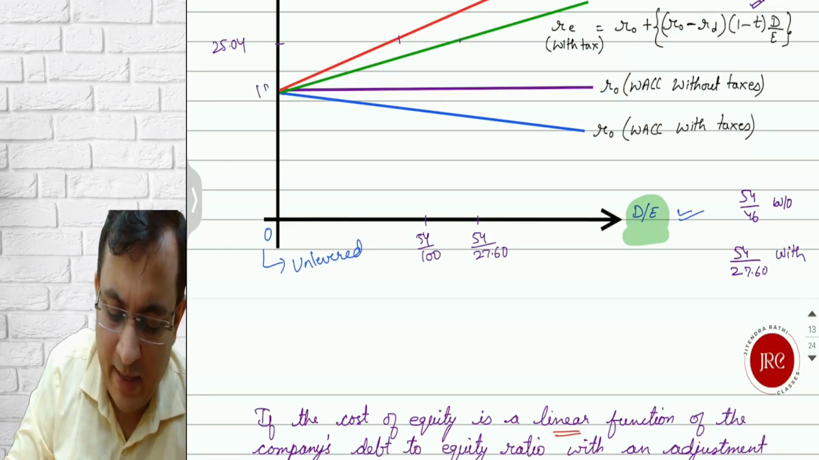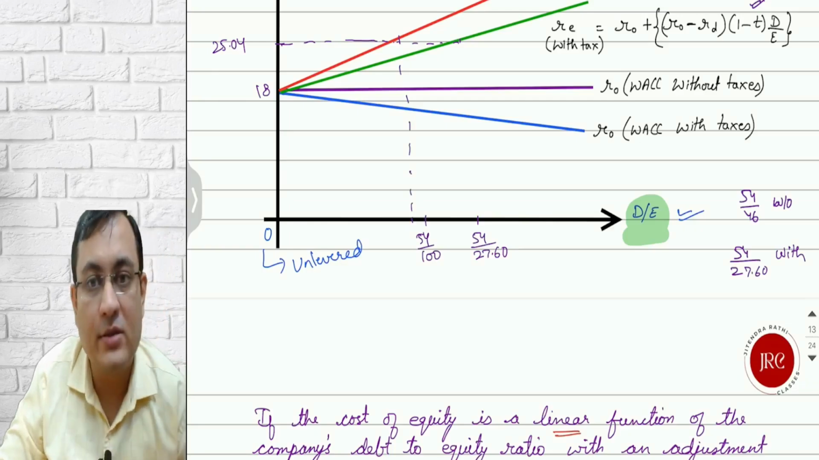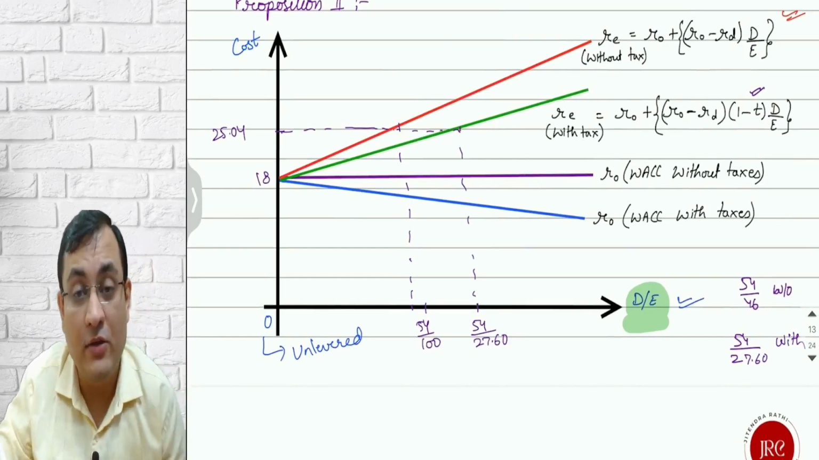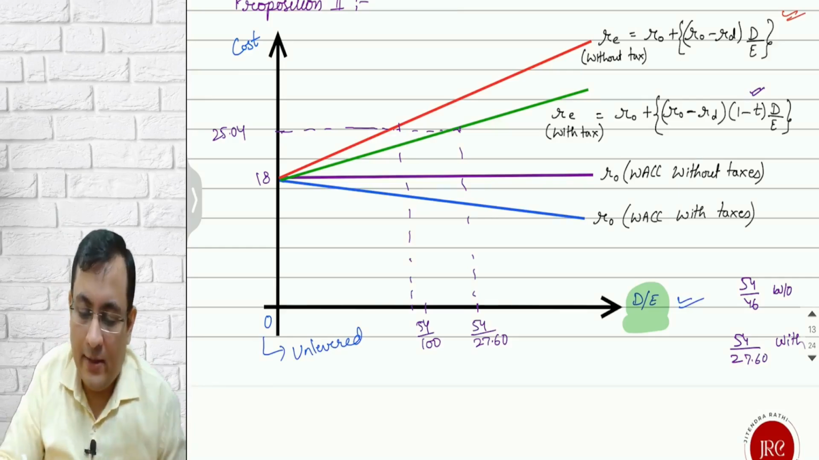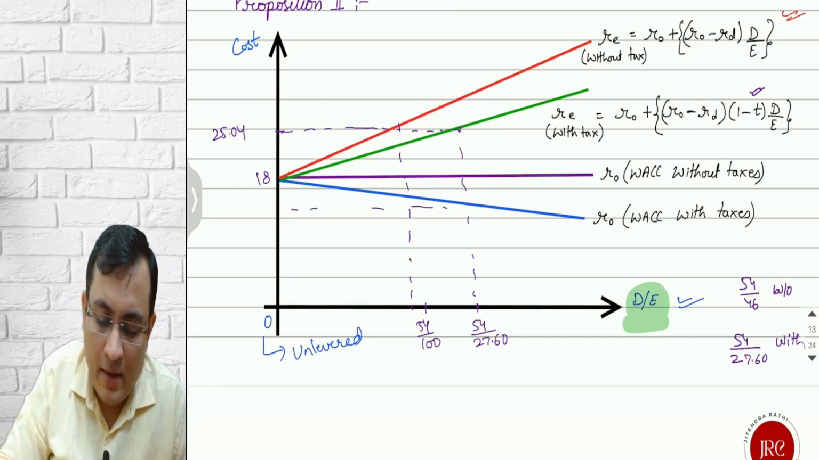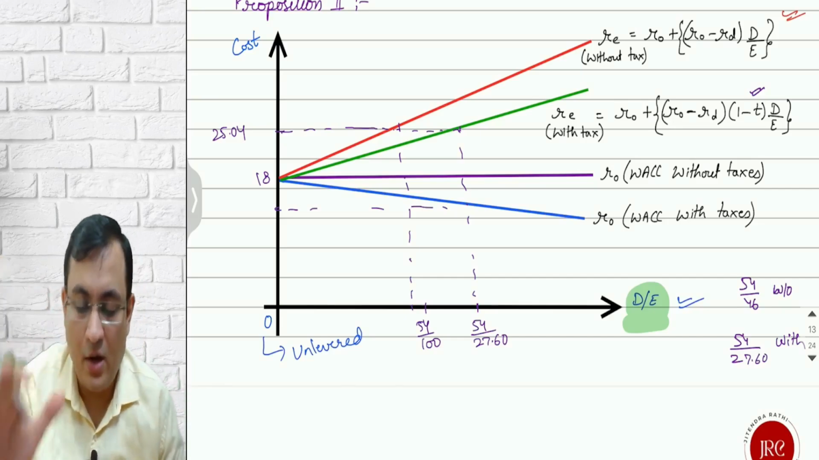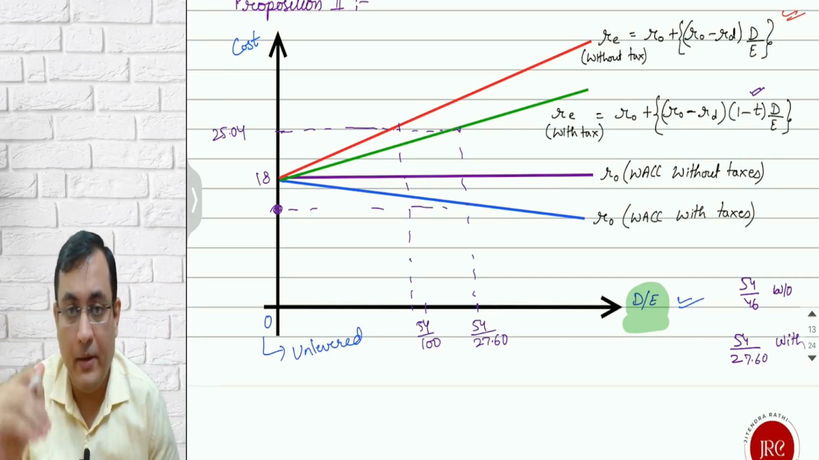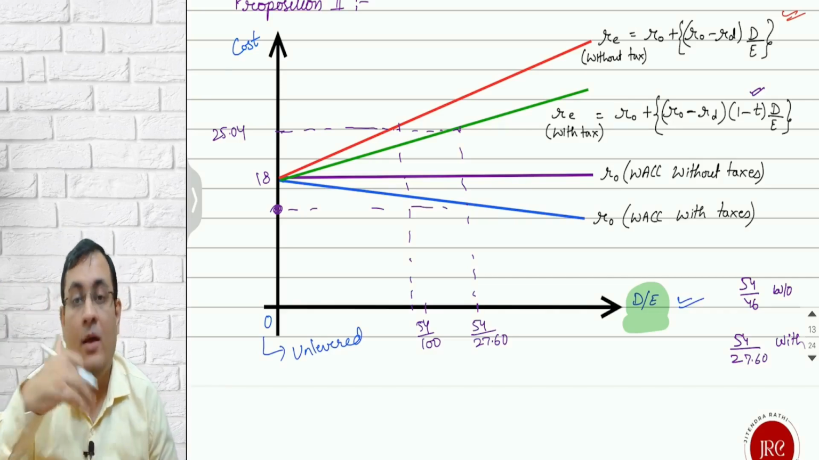If this is 18 and this is 25.04, this level which is going down, in case of without tax, is 54 on 100, and this level which is going down is 54 upon 27.60. And in case of overall cost, in unlevered, without taxes, overall cost is always same, 18%, but now overall cost will also come down. The blue line is below your purple line. The overall cost of capital is below the purple line of overall cost of capital without tax. Let's check it out.